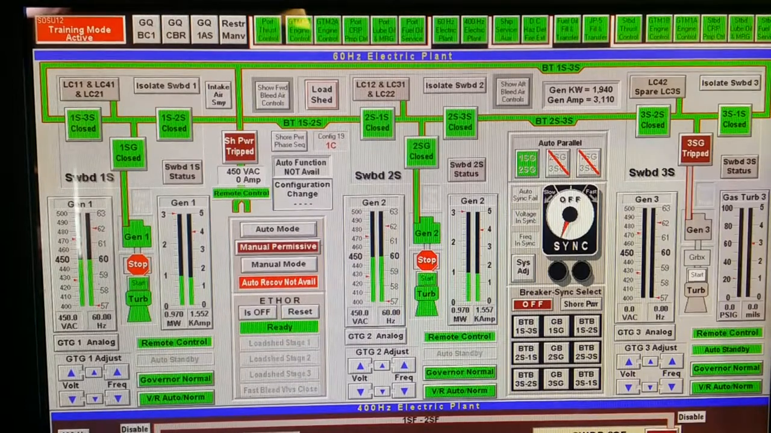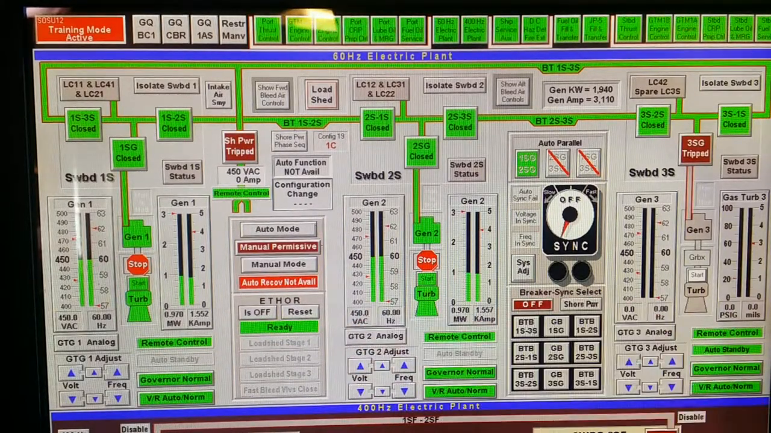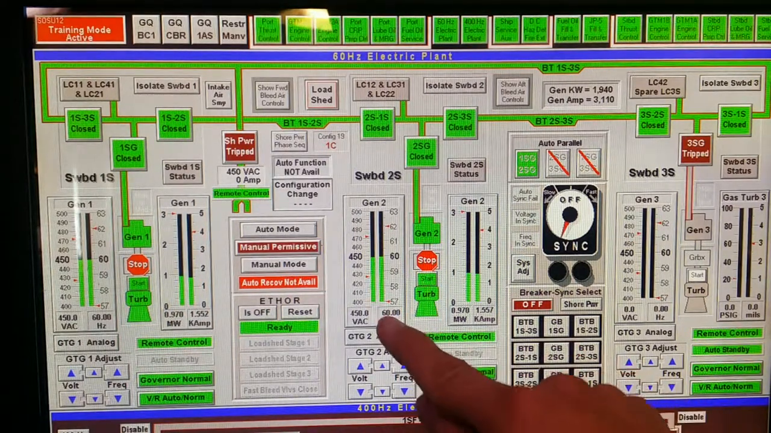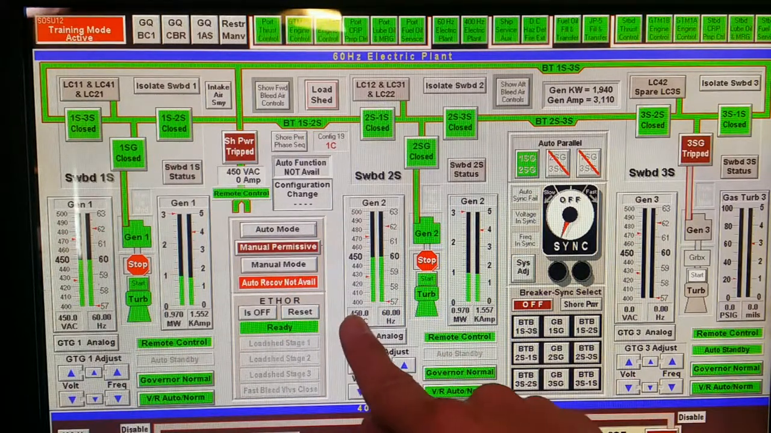And what I mean by you will not see it is that these values seem like they will change, but they are always constantly changing. It's just that the governor is adjusting the frequency constantly to keep it at 60, and the voltage regulator is always adjusting the voltage to keep it at 450.